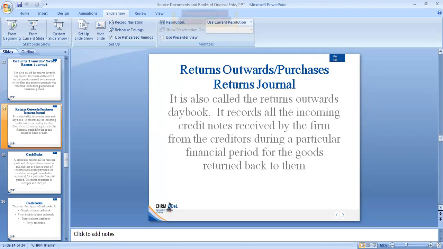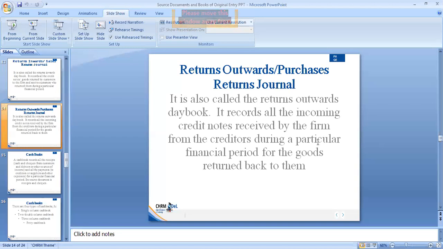And the source document for that case is the incoming credit note. The credit note is normally prepared by the seller. Therefore, because the seller is the supplier, they are going to issue us with a credit note once we return those goods to them. And those credit notes that we are receiving from the suppliers are what we refer to as the incoming credit notes in the business.